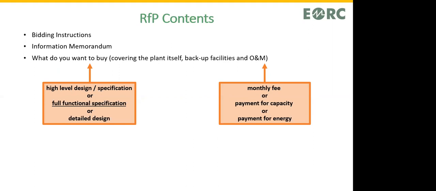If you're paying for capacity, you're paying for the energy that is made available. It's your responsibility whether you use it or not. But on the other hand, if the plant is down and not fully operational, then you are not paying for it. And there are strong incentives for the seller to keep the plant operational 24 hours a day, 365 days of the year.